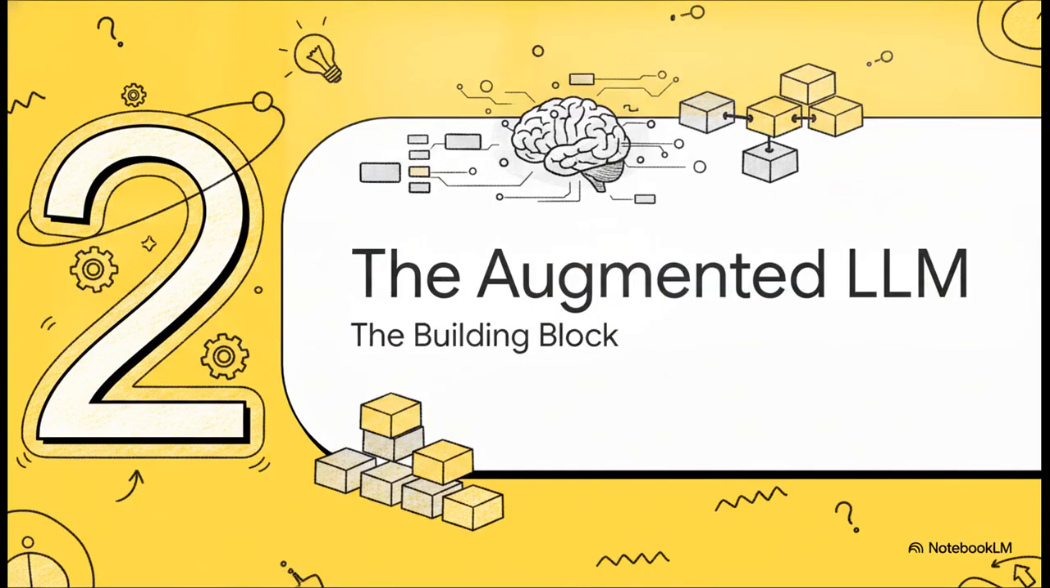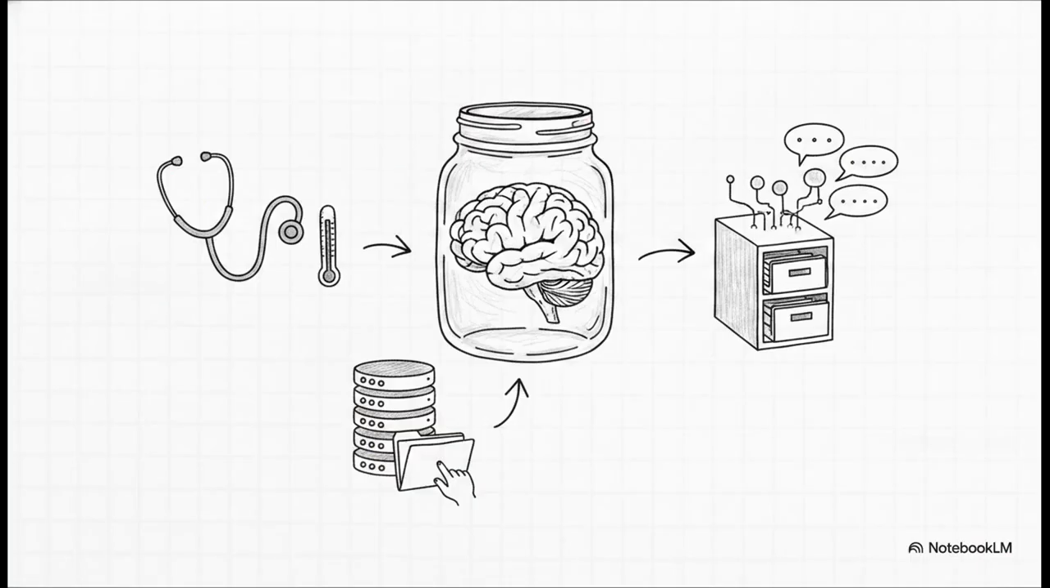Section 2. The augmented LLM. Now, what's really interesting about this slide is that this augmented LLM is the foundational building block for every single pattern we're going to discuss. Think about it. An LLM on its own is essentially just a brain in a jar. It's an incredible reasoning engine for sure, but it can't interact with the real world at all. To make it useful, we have to augment it with 3 core components.